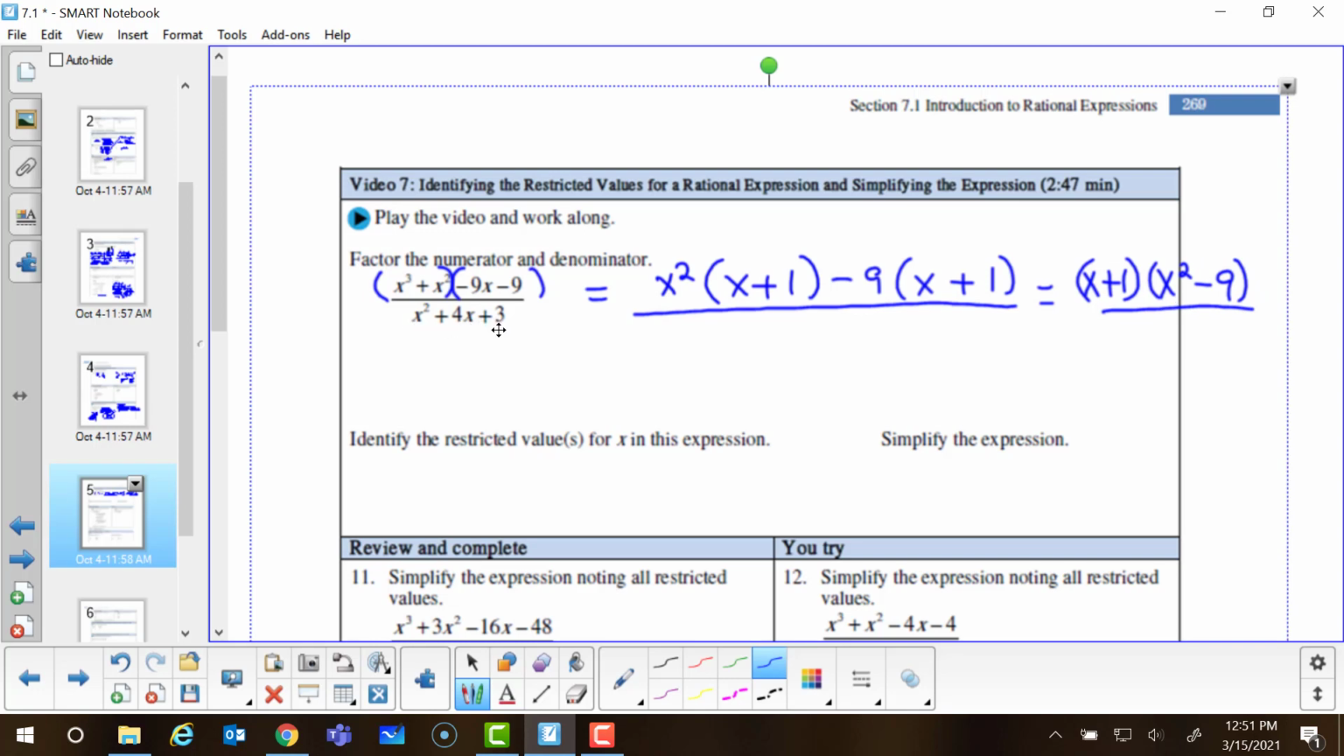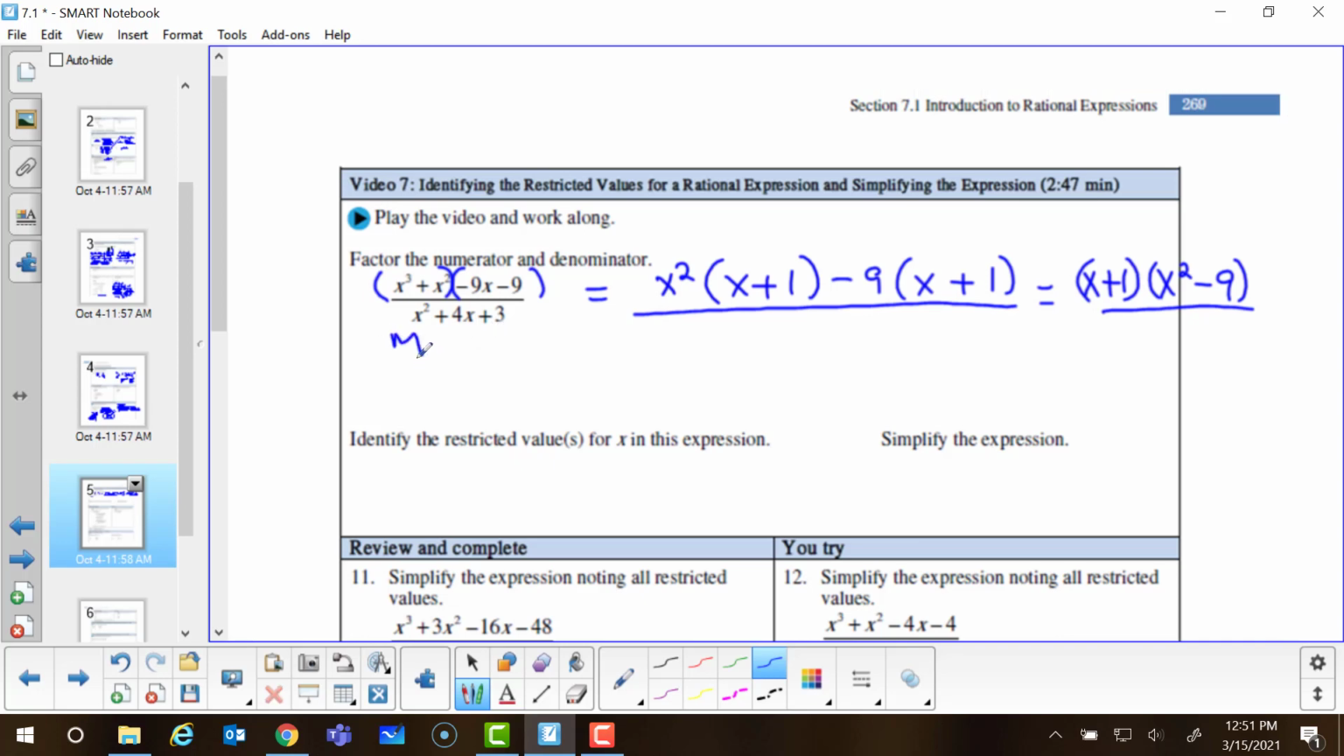I've got x squared plus 4x plus 3. That's 3 terms with a 3. So I want to multiply to get a 3. I want to add to get a 4 in the middle. So the only way I can do that would be 3 and 1. So that means I'm going to have an x plus 3 and an x plus 1 for the denominator. X plus 3, x plus 1.